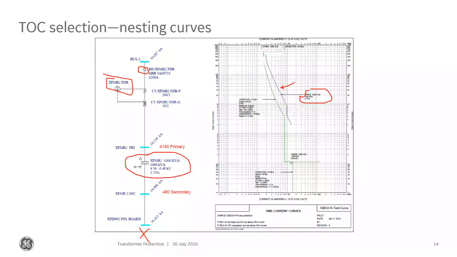It also coordinates with the downstream devices so that we meet the downstream devices before the transformer overcurrent. But at the same time, we have coordination between the transformer damage and the transformer overcurrent. So in other words, we're going to operate the transformer overcurrent before we infringe on the transformer damage curve.